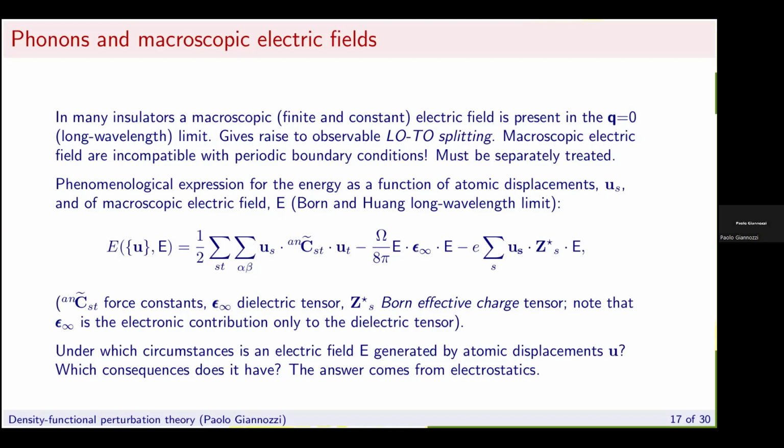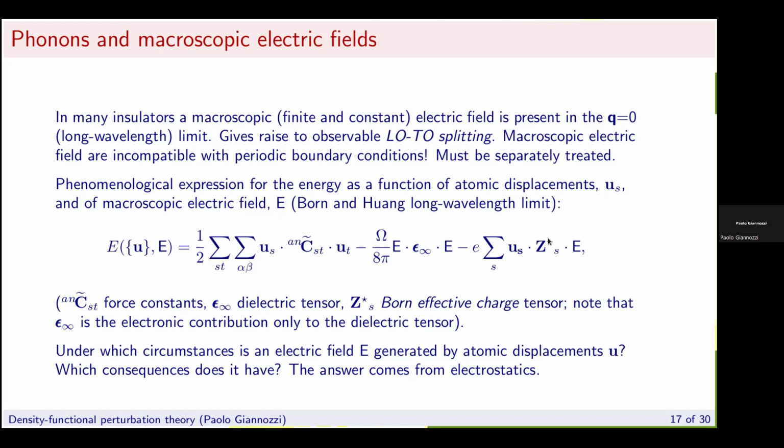So we write a phenomenological expression for the energy, in which we have the energy as a function of displacement from the equilibrium. So U here are the displacements from the equilibrium, and this term here, the first term in this equation, is the quadratic term coming from the force constants. That's quite normal, quite obvious. Then there is also a quadratic term coming from the presence of the electric field. The energy associated to an electric field is E squared, basically. We have to consider here the presence of screening from the electrons, and so we have to put the electronic contribution to the dielectric tensor in the middle of the two electric fields, of the square of the electric field.